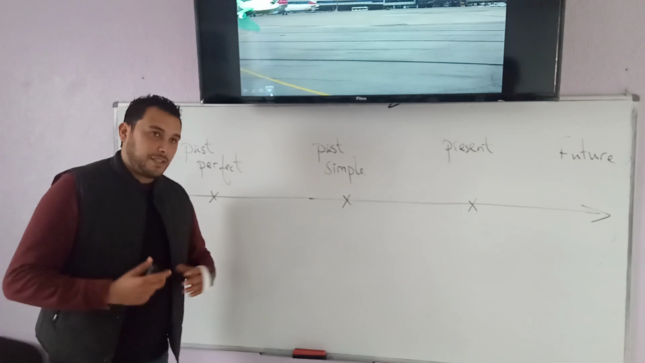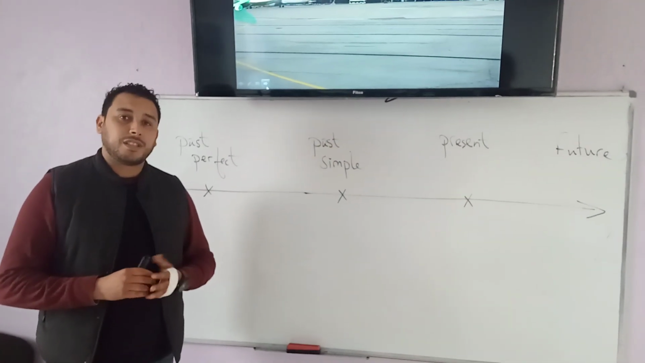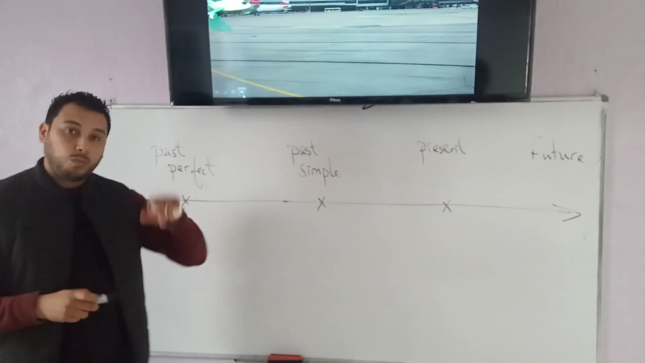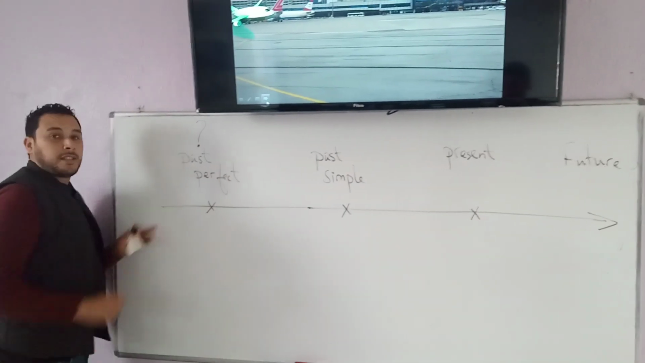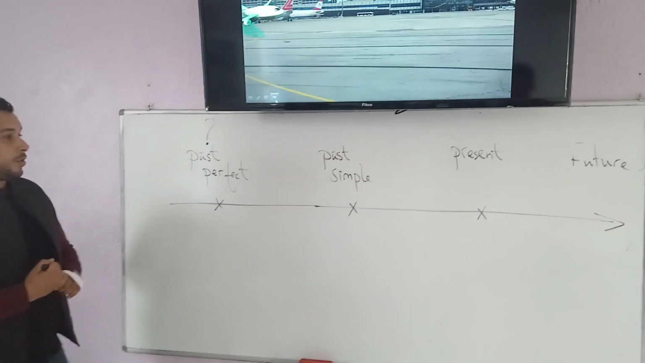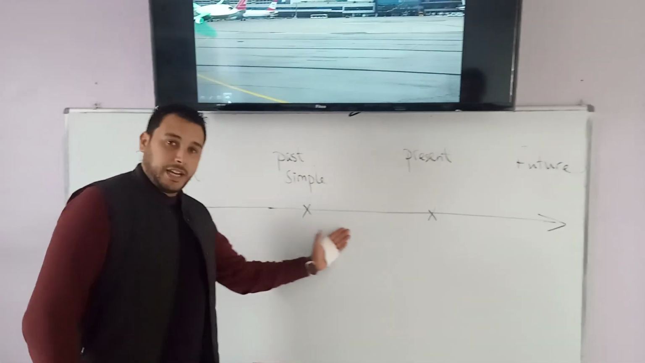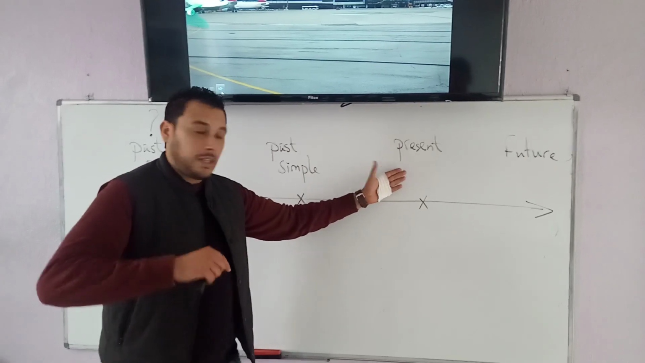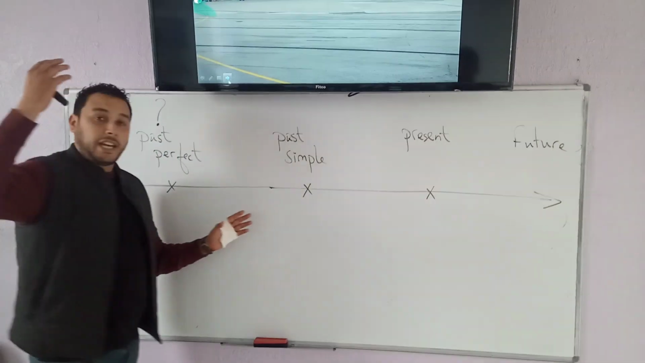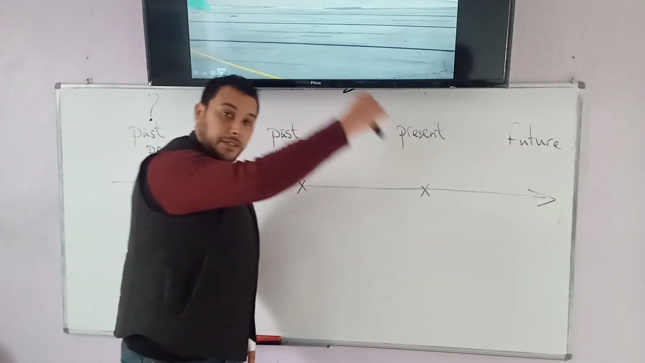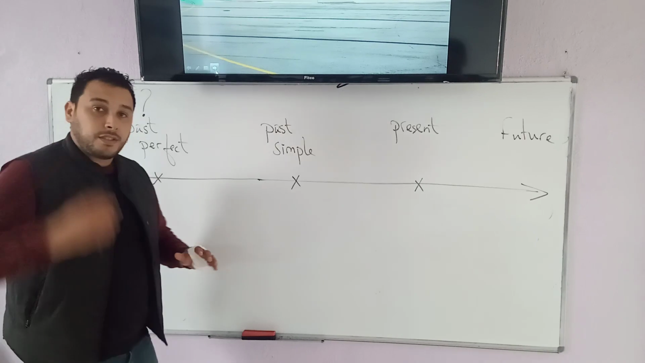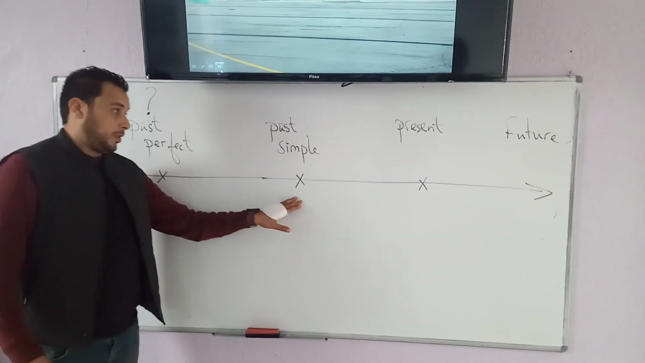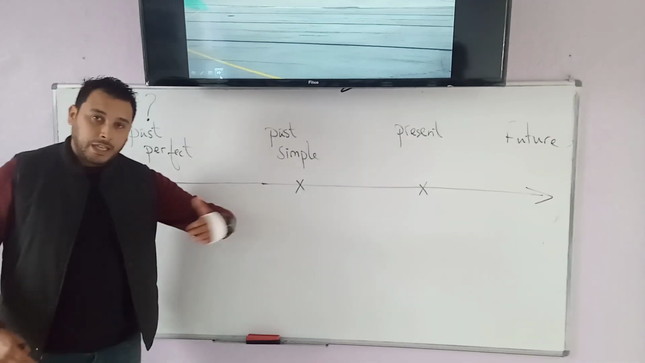Okay, so as students know, simple past is an action that started in the past and finished also in the past. But what is past perfect? Okay, so as you can see in this timeline, we have the past, we have the present, and we have the future. And of course, within the past, we have different tenses. We have past perfect, past simple, and we're going to see also past perfect continuous.